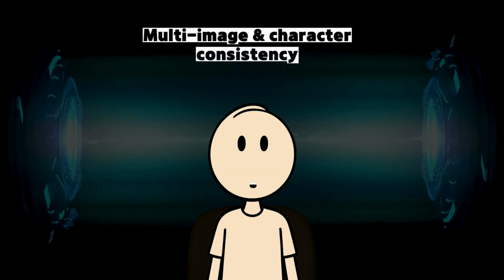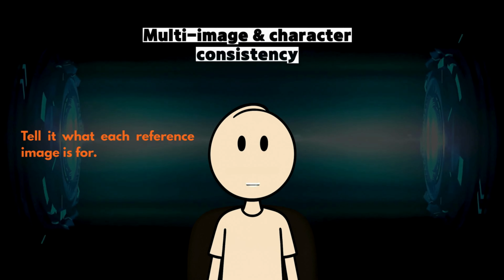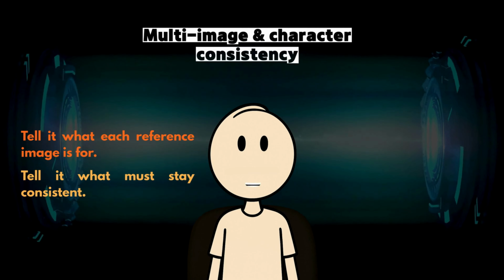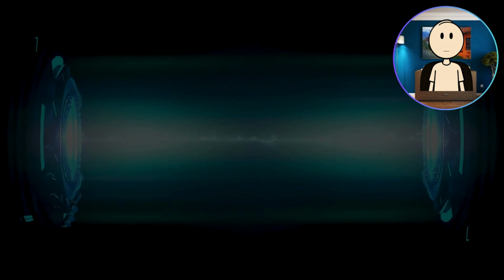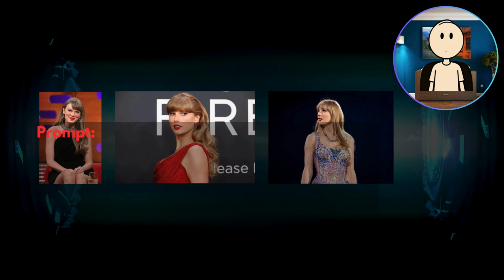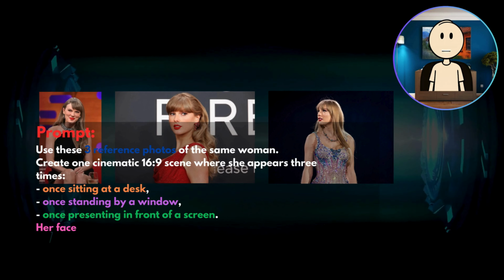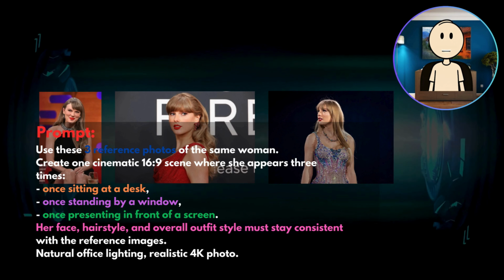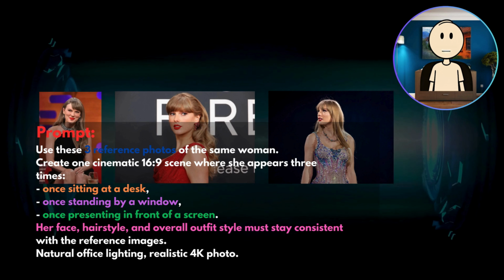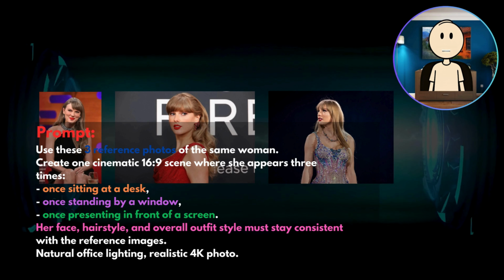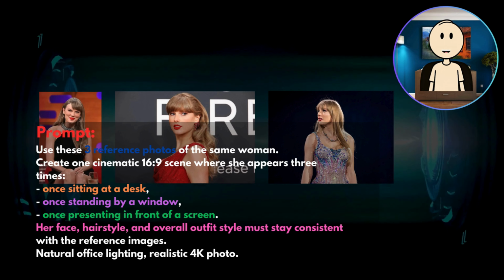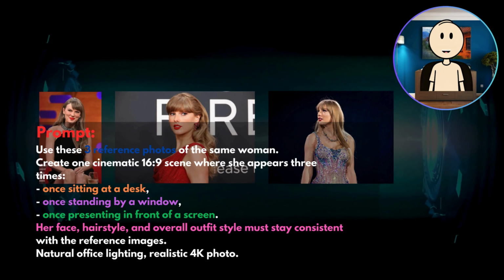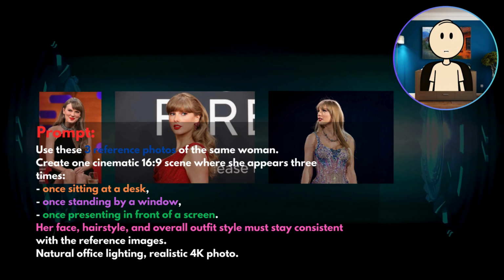Here's how I like to structure those prompts. Tell it what each reference image is for, and then tell it what must stay consistent. Example. Let's say I upload 3 reference photos of the same person. Here's a prompt I'd use. Use these 3 reference photos of the same woman. Create one cinematic 16:9 scene where she appears 3 times. Once sitting at a desk, once standing by a window, once presenting in front of a screen. Her face, hairstyle, and overall outfit style must stay consistent with the reference images. Natural office lighting, realistic 4K photo.